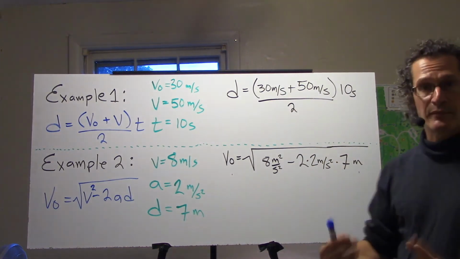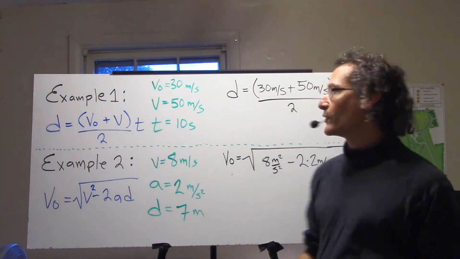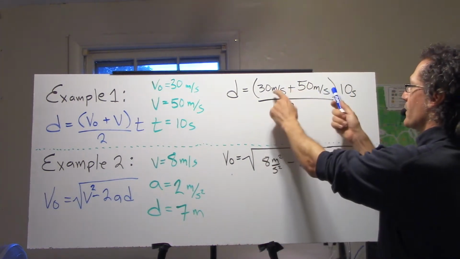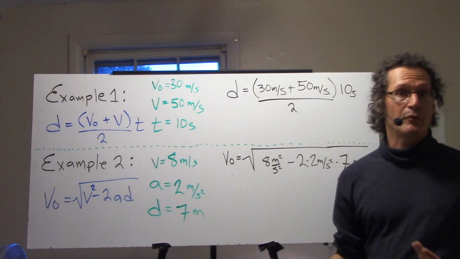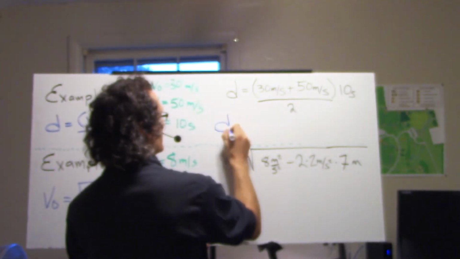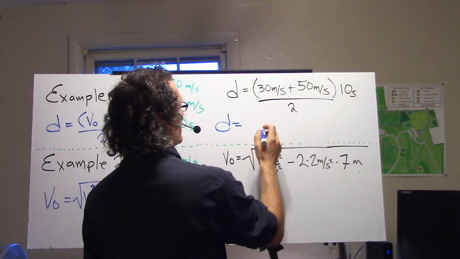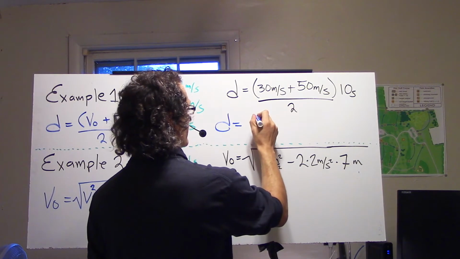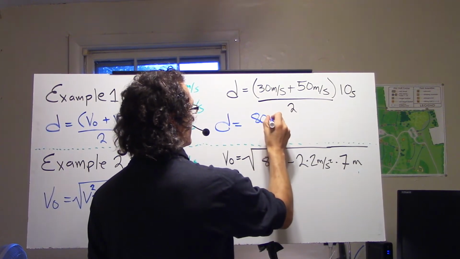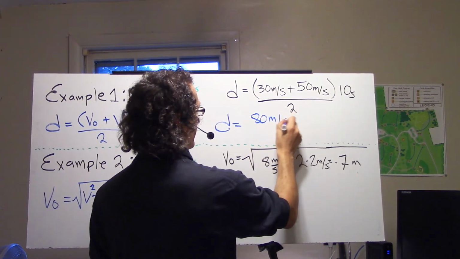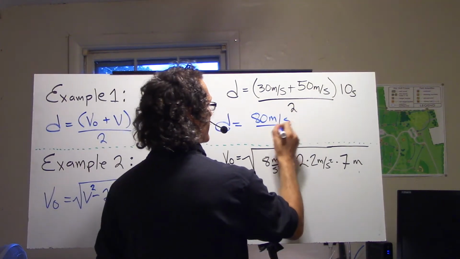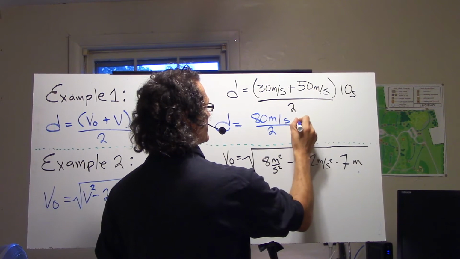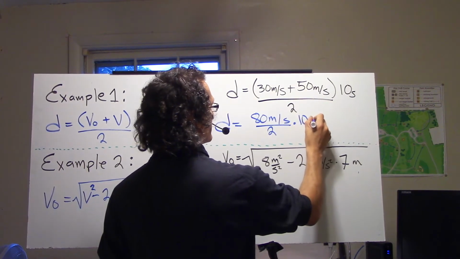Great. PEMDAS says we would evaluate the parentheses first. In the parentheses is the operation known as addition. That's the only one we carry out. So let's do it. d equals 30 plus 50, so that's 80 meters per second. Adding the same unit together gives you the same unit. And that would be divided by 2 times 10 seconds.